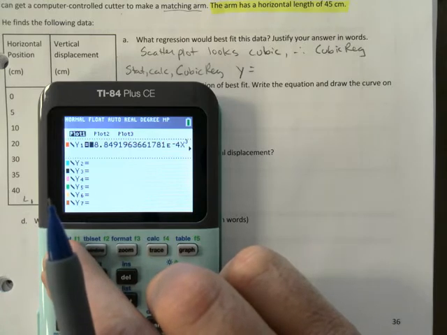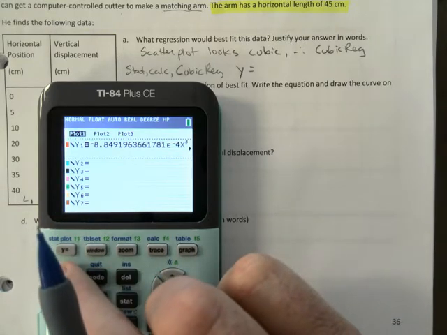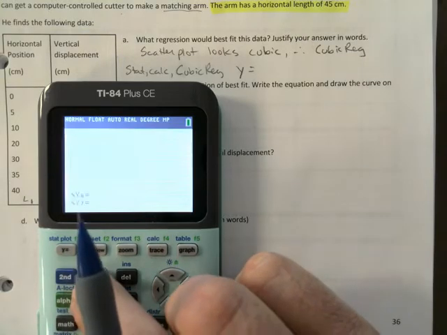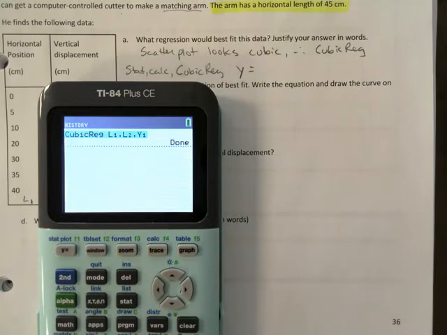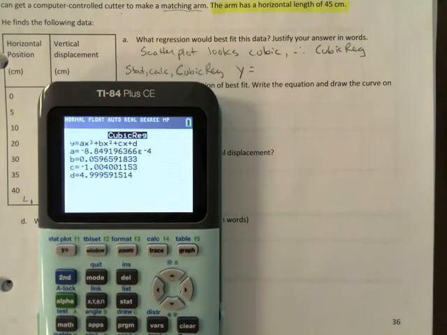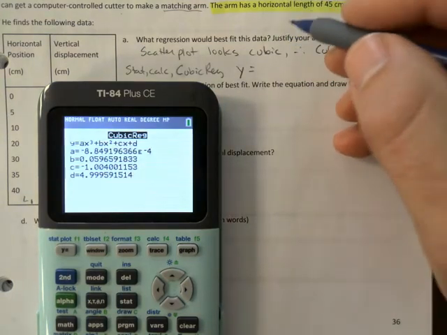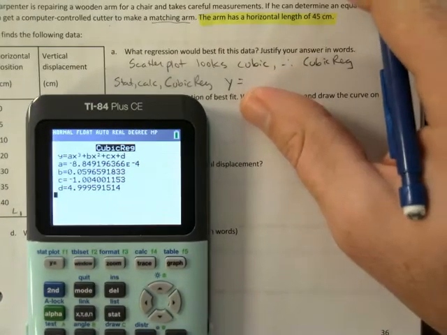No, it's still not. It has it at scientific notation. So I'm going to go back to my home screen. You have to go back up to cubic regression and run it one more time. It's one of the downsides of this calculator. Run it one more time. Up the top here, I'm going to fix this problem.